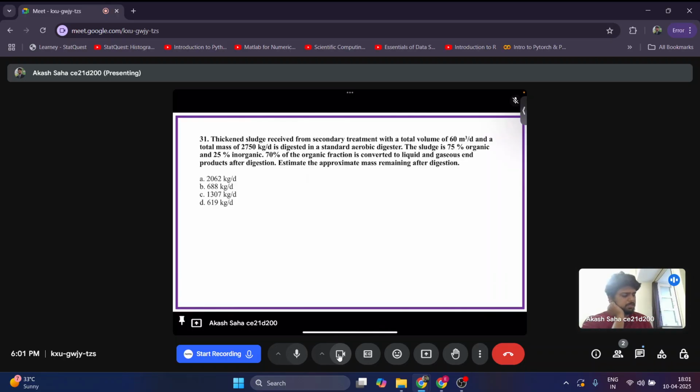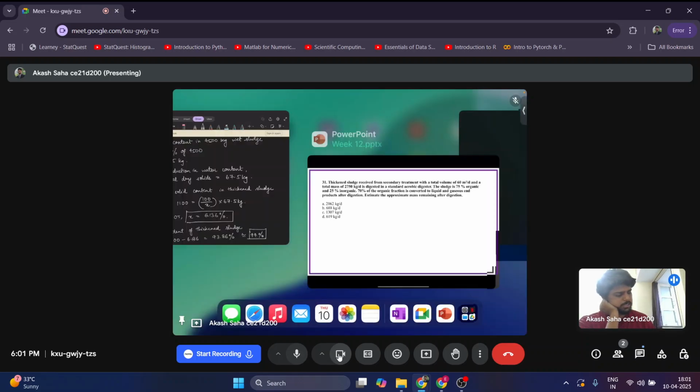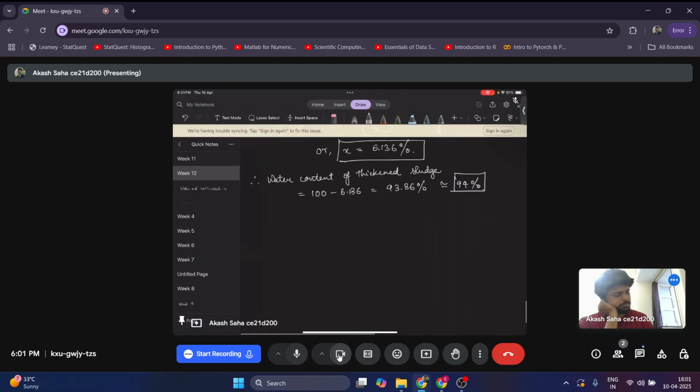Everything information is given to you, so let's see. What is the total inorganic fraction? Because that will remain as it is. That is around 25%. So 25 into 2750 by 100, so 687.5 kg per day.